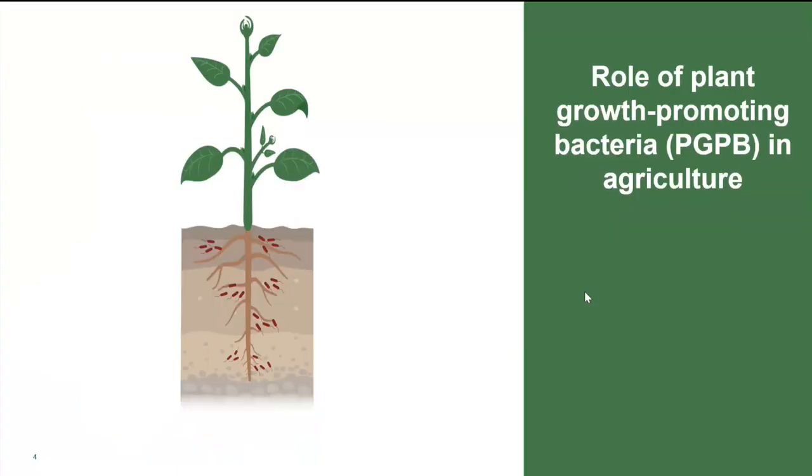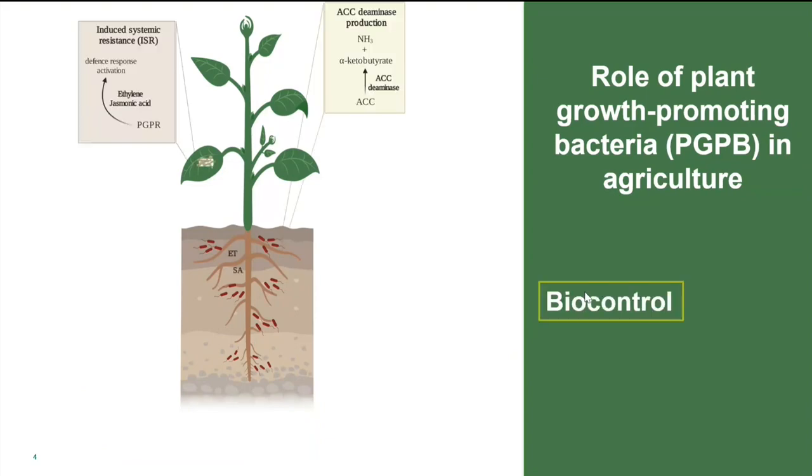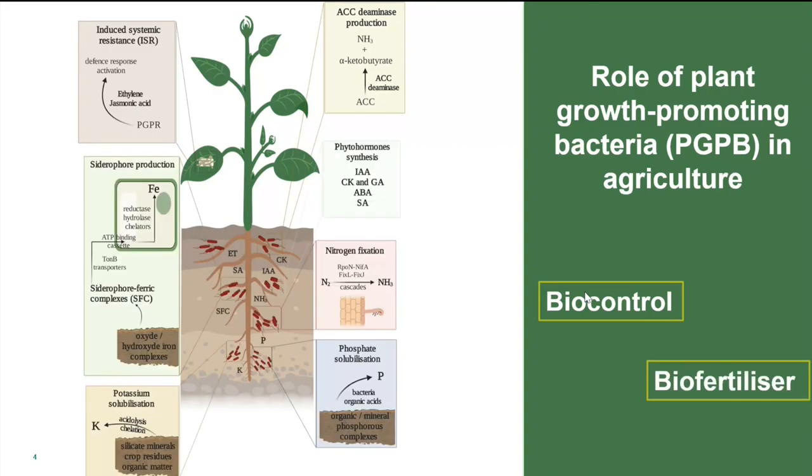And going back to one of the current limitations in crop production, I want to introduce you to plant growth promoting bacteria and their role in agriculture. Most of them act as biocontrol agents. When the pathogen is present on the plant, they activate defense mechanisms, and they also act as biofertilizer agents, helping plants to acquire nutrients by solubilizing potassium, phosphate, nitrates, and also synthesizing phytohormones that help plant growth.